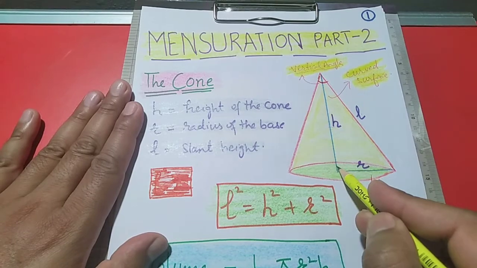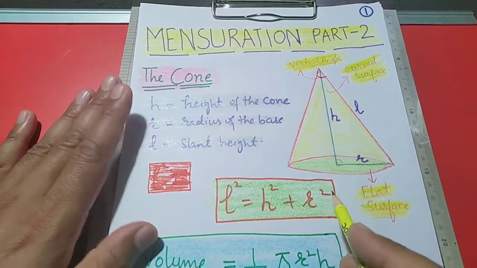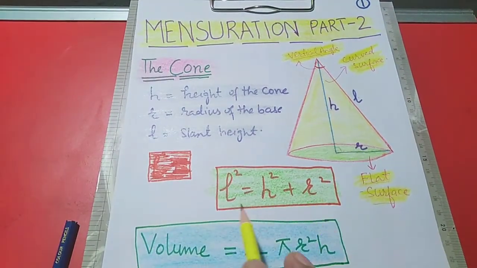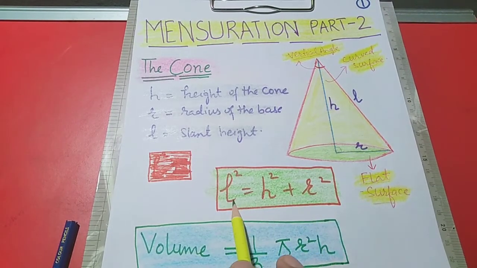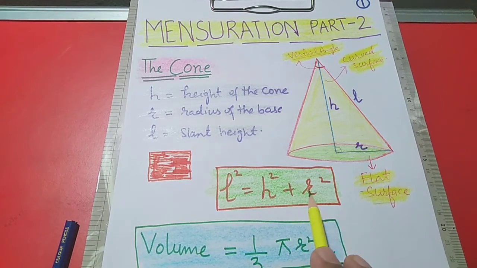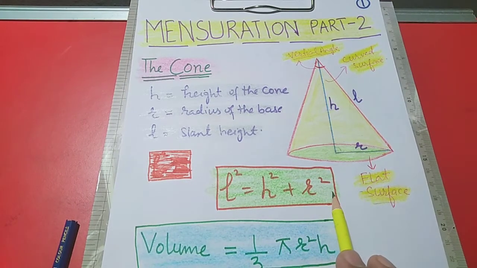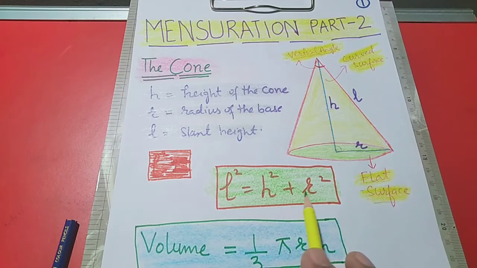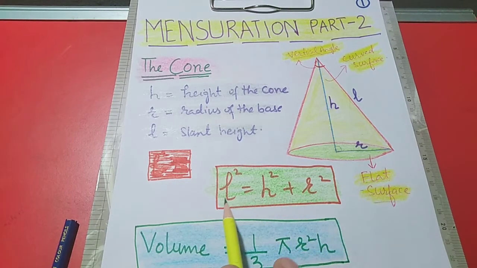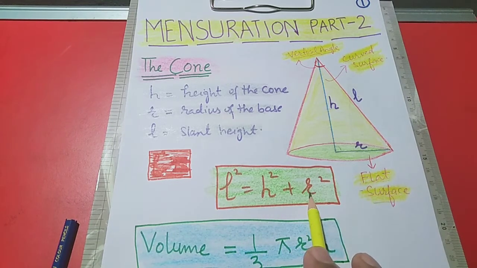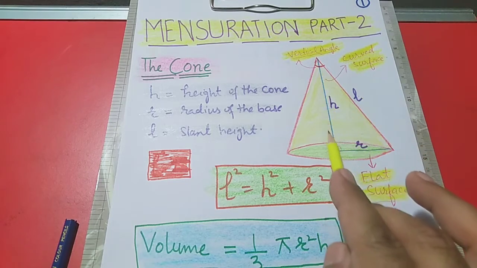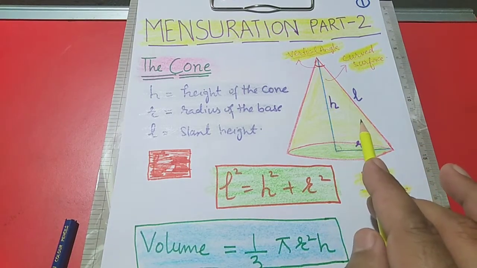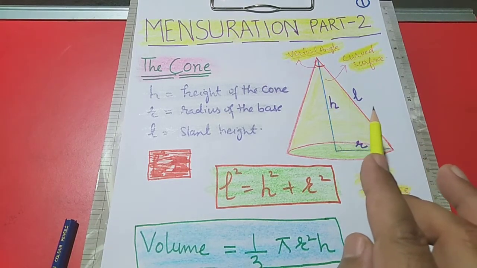Because this angle is always 90 degrees, in every cone we have a relation between slant height, height and radius: L square is equal to h square plus r square. This equation helps us: if we have h and r, we can calculate L. If we have L and h, we can calculate r. It means amongst L, h and r, if any two variables are given, then we can find the third.